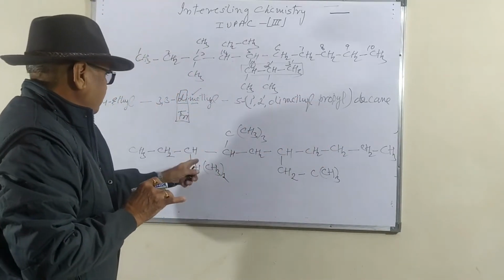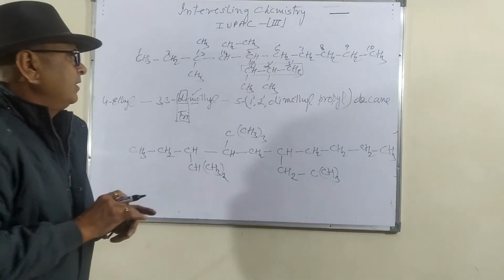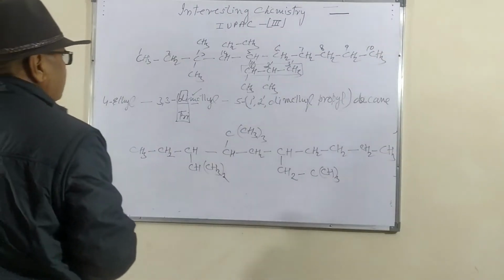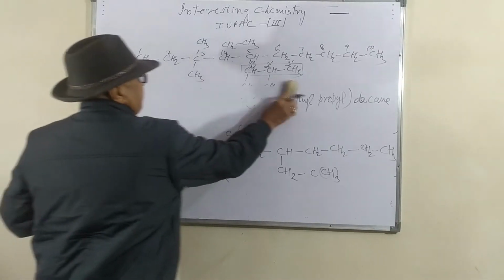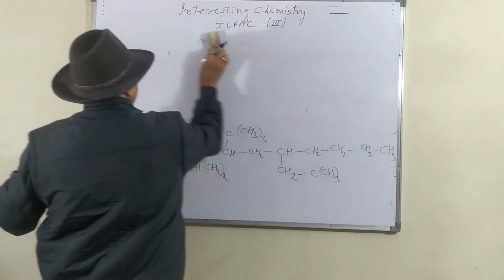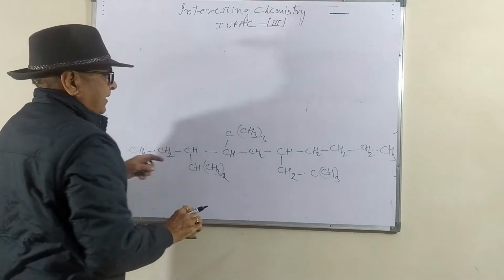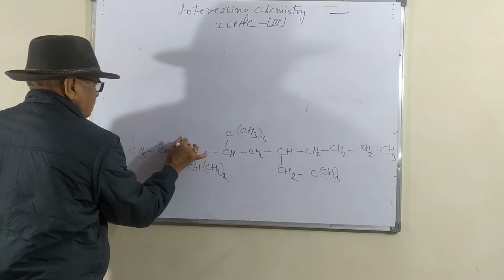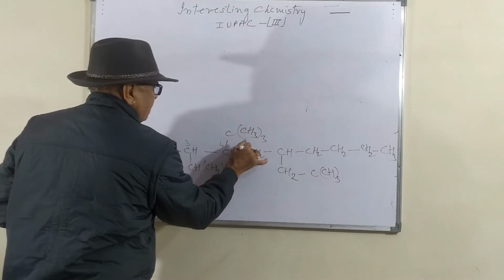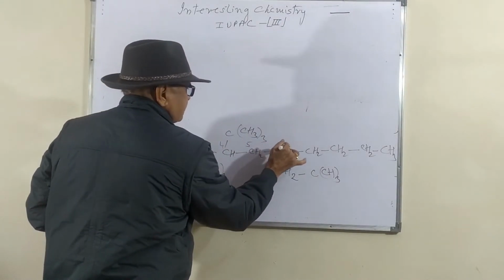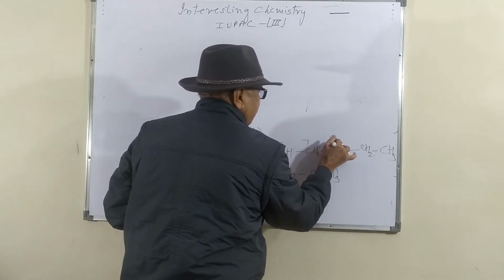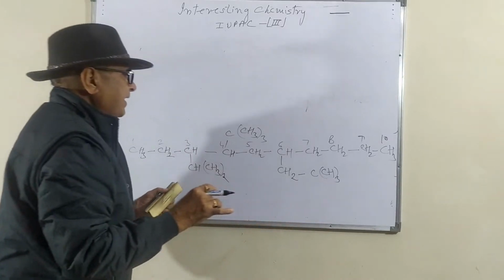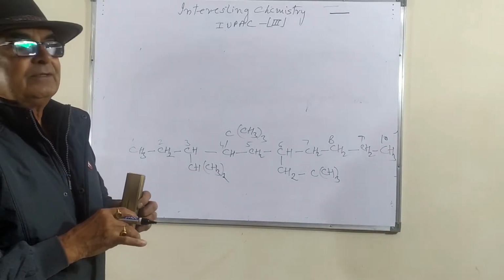So again, come to this last structure. How will you write the name of this structure? So I clear this. So you will write this structure. How will you write? How many carbons are there? There are 1, 2, 3, 4, 5, 6, 7, 8, 9, 10. There are 10 carbons. It means it is decane.